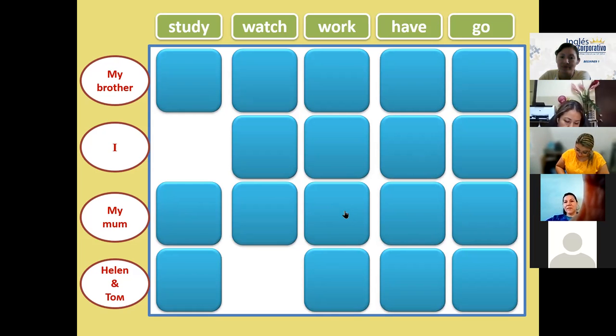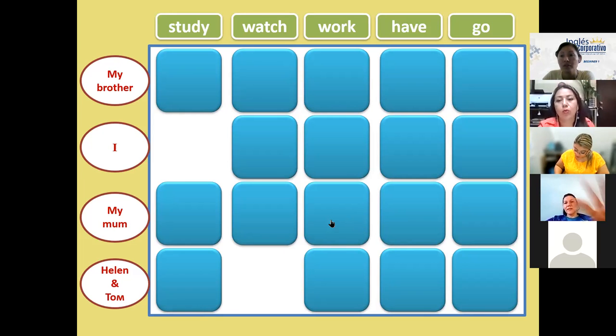Negative. My mom doesn't work in the house. And the question? Does my mom work in the house? ¿Cuál fue el inicio de la pregunta, perdón? Does my mom work in house. But remember, in this case, the very first thing, como es una pregunta, lo que vamos a poner al principio es el auxiliar. Después, persona. Okay.